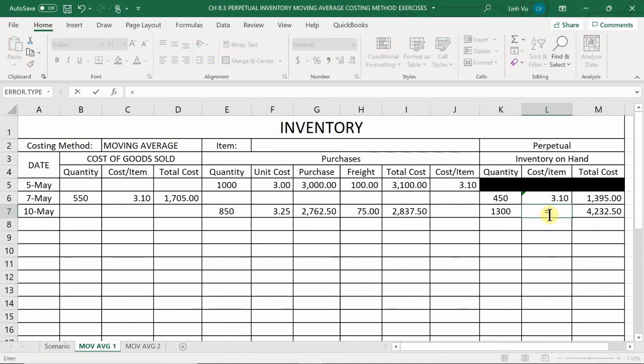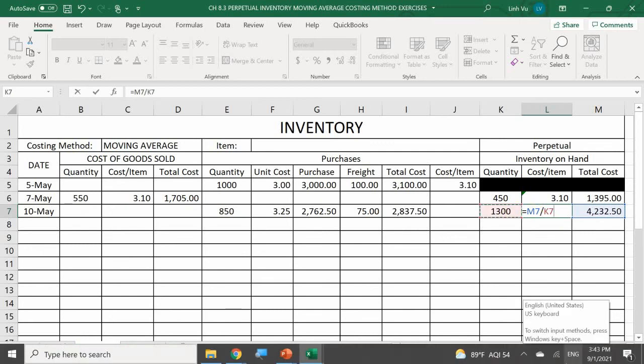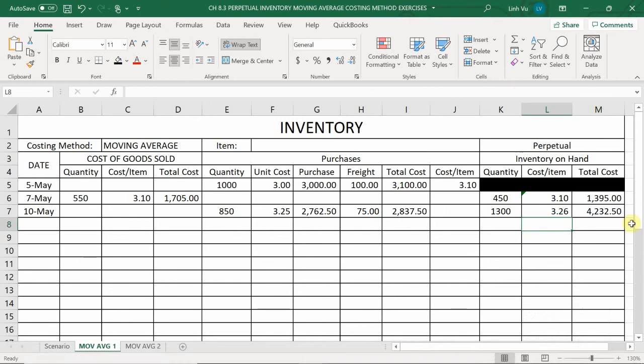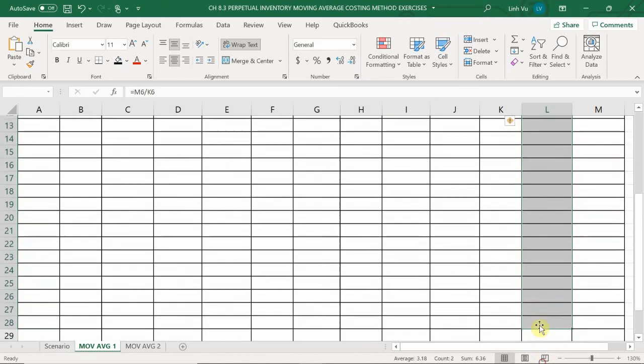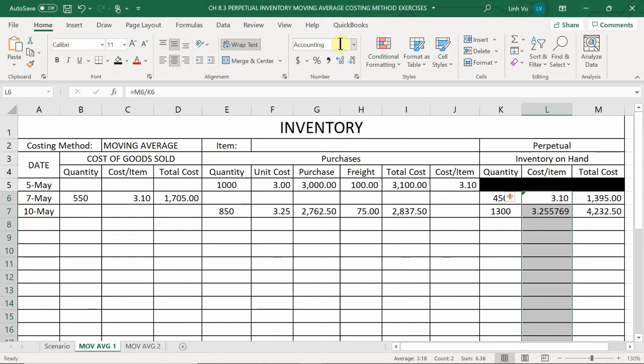Okay? And now, once again, I need to recalculate my average cost per item, which is going to be my total cost of $4,232.50, and I'm going to divide that by my overall quantity of 1,300. And that's going to give me 3.2, and I'm going to pull it out because this is definitely going to be a long number. It's going to be 3.255769. All right? And every time we make a purchase and every time we make a sale, this is where it's going to be constantly changing numbers because of the minor changes in pennies.